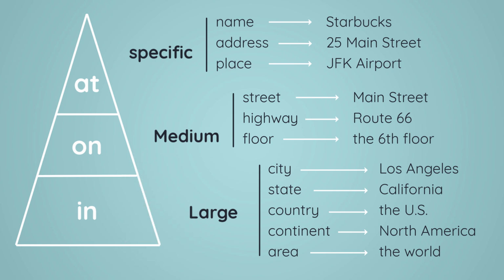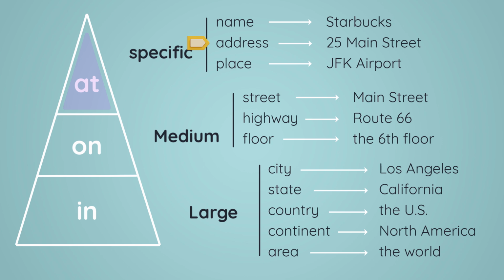So here we have the triangle, and you can see at the top, on in the middle, and in at the bottom. Okay, so what does that mean? Here we want to show that at is used when we are talking about very specific places. For example, the name of a restaurant: at Starbucks, at McDonald's, and so on. Or when we are giving a specific address, at 25 Main Street.